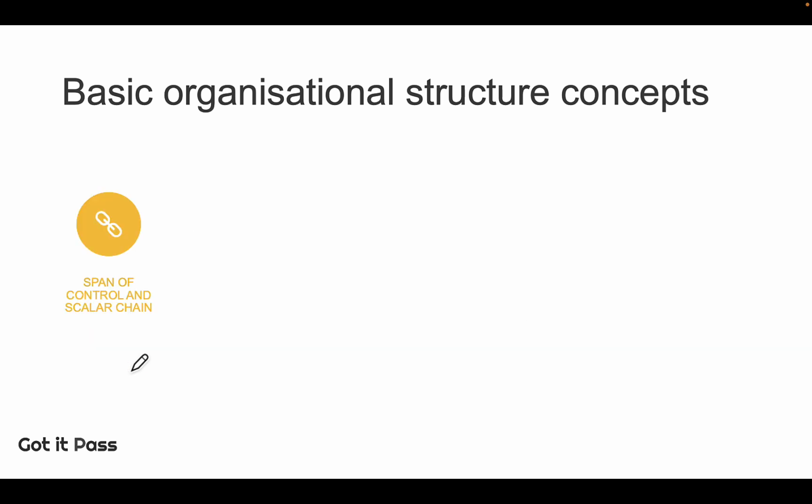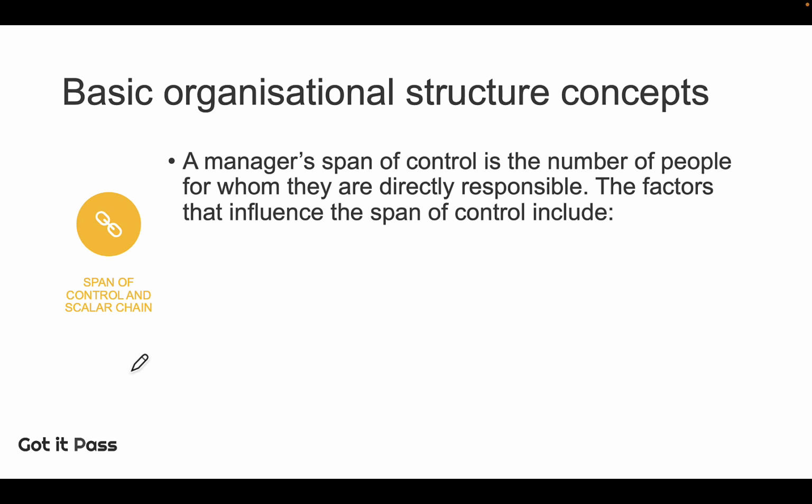And the third organizational structure concept is span of control and scalar chain. Span of control is about the number of people for whom a manager is directly responsible. In other words, how many staff are under a manager. So here it is about their span of control.